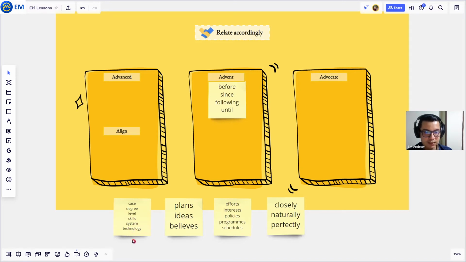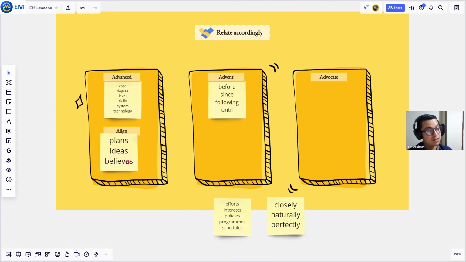case, degree, level, skill, system, technology. Oh, definitely advanced. Plans, ideas, and beliefs. You align to plans, ideas, and beliefs? I think so. Efforts. Oh, by the way, now that I remember, of course, we have 1, 2, 3, 4, 5 sticky notes and 4 words. I mean, one of those words is going to keep 2 sticky notes. Okay.